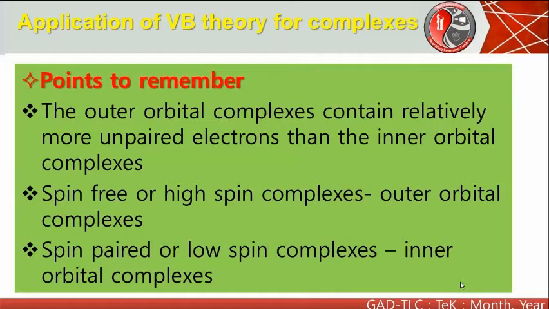Applications of valence bond theory for complexes. Before going to applications, we have to remember these facts. The outer orbital complexes contain relatively more unpaired electrons than the inner orbital complexes. The spin-free or high-spin complexes are called outer orbital complexes. Spin-paired or low-spin complexes are called inner orbital complexes.